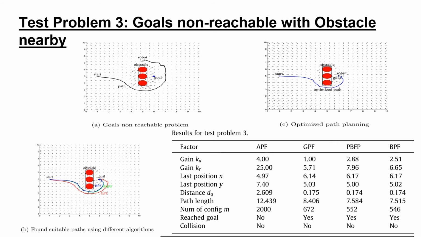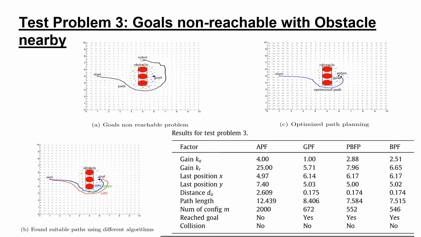In the APF method, it uses heuristic knowledge. We choose unlucky values such as Ka equal to 4 and Kr equal to 25. Hence, the mobile robot gets involved in the goals non-reachable problem. Hence, the algorithm 3, after trying for 2000 iterations or 2000 configurations, declines to continue, and so it stops, and the mobile robot is non-controllable.